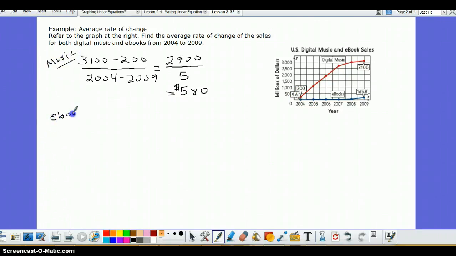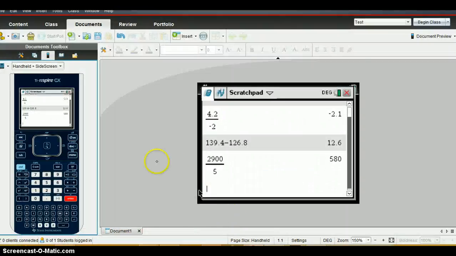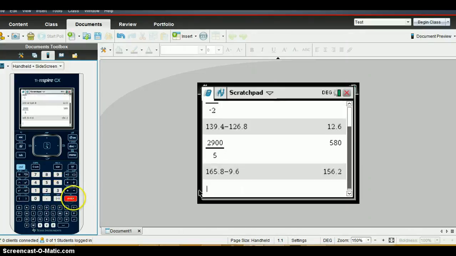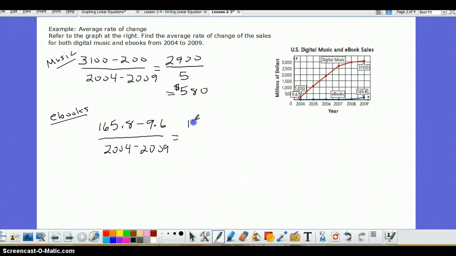The ebooks, in 2004 they had $9.6 million. In 2009 it was 165.8. So let's go ahead and just make all this positive. Make sure we do this correctly. So 165.8 minus 9.6 over that same time period, 2004 to 2009. Alright, so 165.8 minus 9.6 gives us 156.2. 156.2 over again those 5 years.